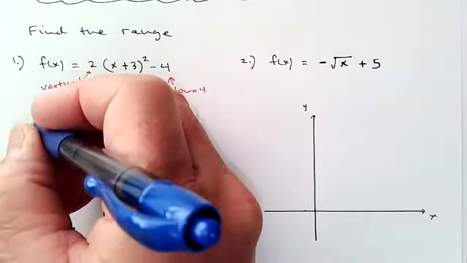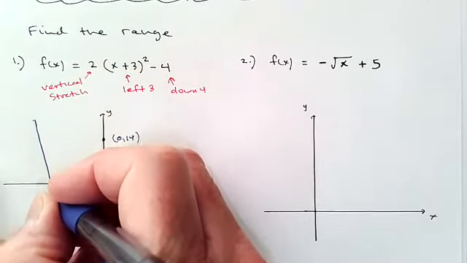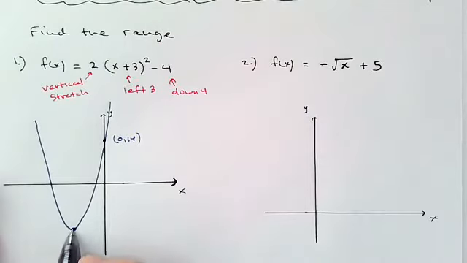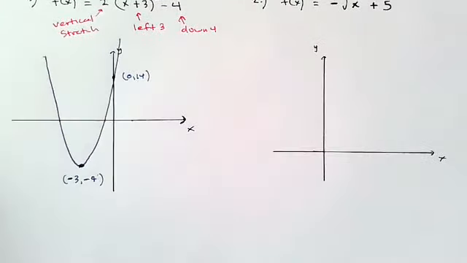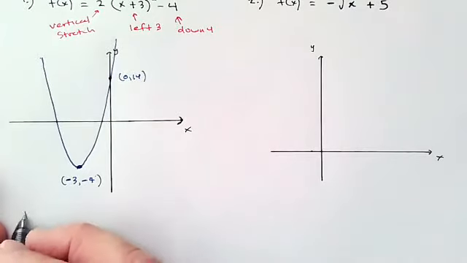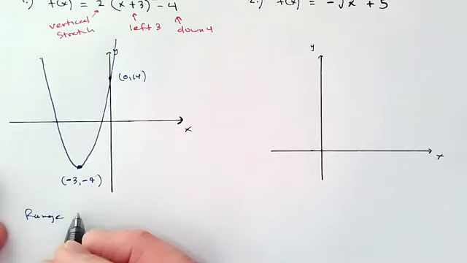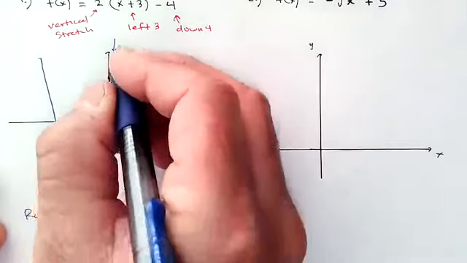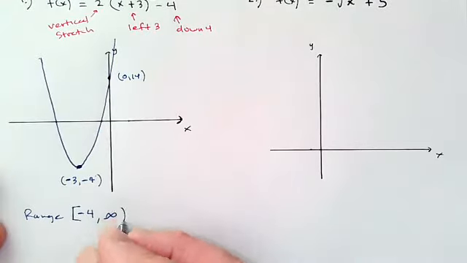For these purposes, we don't need a super accurate graph. The main thing we need to see is that this vertex, which is (-3, -4), corresponds to my lowest y value. So I can look at this graph and say the range of this function, the smallest value of y is -4, which includes, and it takes on every single y value up to infinity.